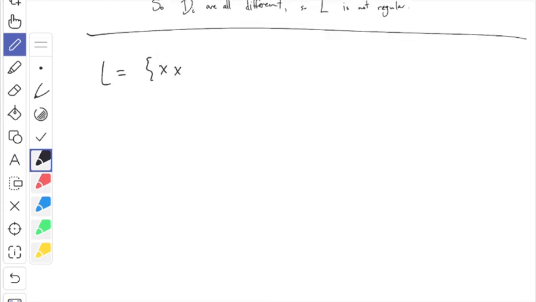This is just x followed by x. X is in AB star, all right? So this is any string which consists of one thing followed by the same thing again, all right? Actually, if you want to be cute about it, you could just write x squared, right? This is the set of all squares, strings which are squares, where square means something like abba. It's the same thing twice, right? That's what this L is, all right?